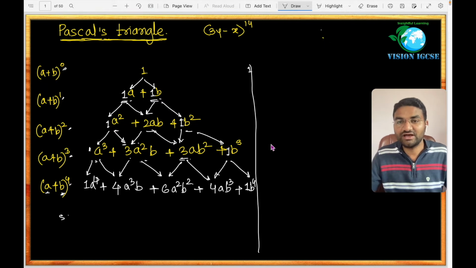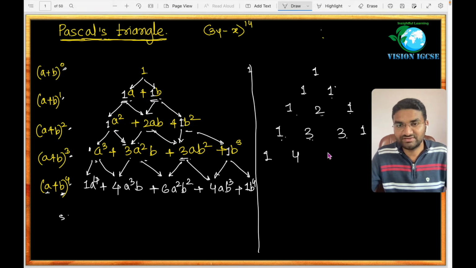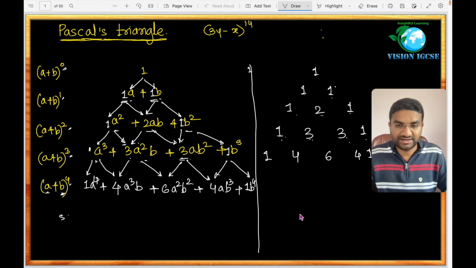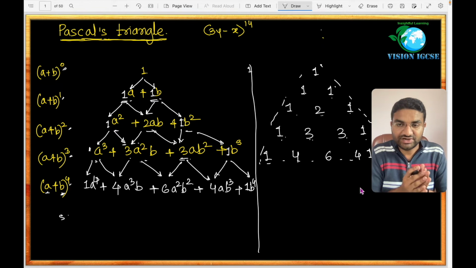So this is the triangle we get through Pascal's triangle: 1, 1 and 1. Then 1, then 1 plus 1 is 2, and 1. Then 1, then 1 plus 2 is 3, 2 plus 1 is 3, and again 1. Then 1, 1 plus 3 is 4, 3 plus 3 is 6, 3 plus 1 is 4, and 1 again. With this you can expand any algebraic expression.